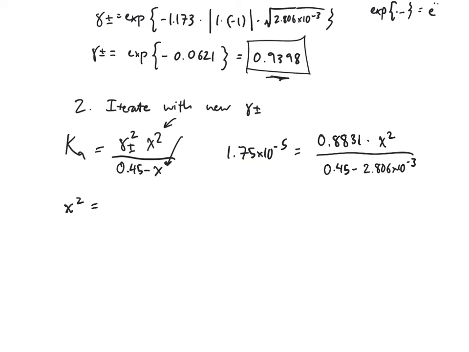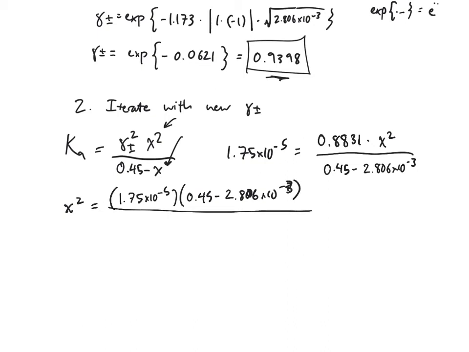So once I solve for that algebraically, then x squared is going to equal 1.75 times 10 to the negative fifth, and then over here 0.45 minus 2.806 times 10 to the negative 3. And this is all over 0.8831. Now when you solve for that, you should get x equals 2.976 times 10 to the negative 3. And this is the molality of H+.